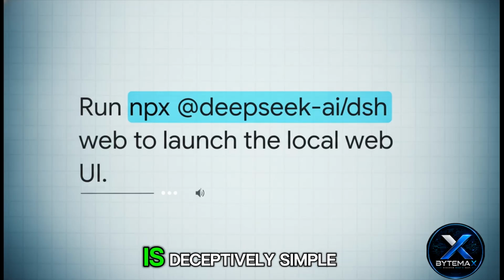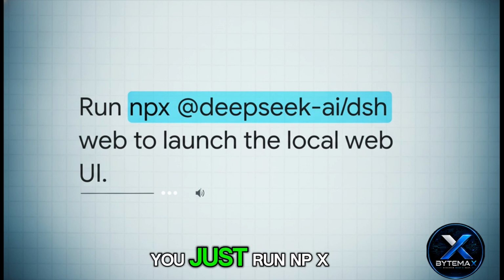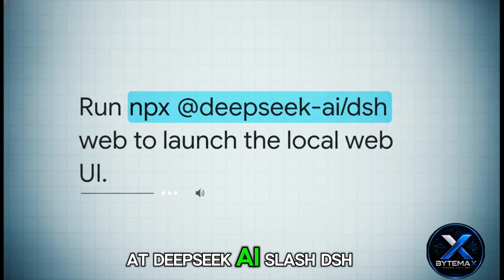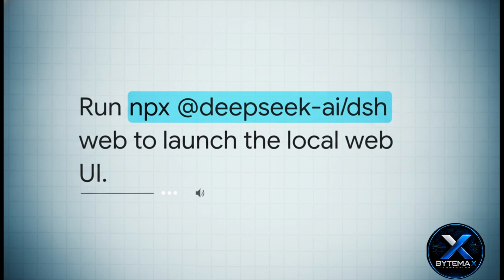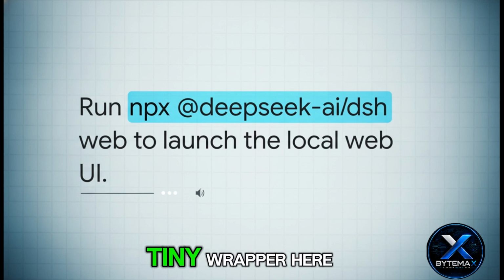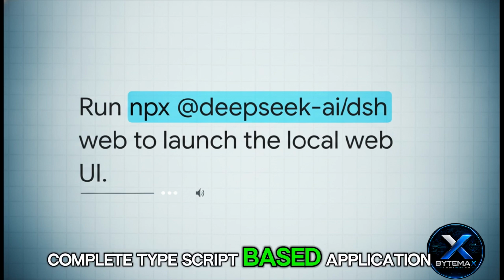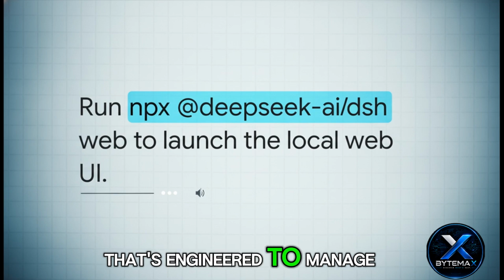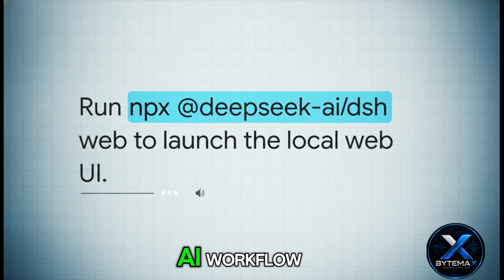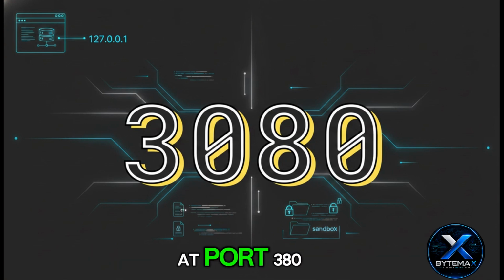Getting started with it is deceptively simple. Assuming you already have Node.js installed, you just run npx @deepseekai/dshweb. But hey, do not let that one-liner fool you. You aren't just downloading a tiny wrapper here. You are pulling down a massive, complete TypeScript-based application framework that's engineered to manage the entire lifecycle of an AI workflow. So, what does that do? That command actually spins up a local web UI right on your machine at port 3080.